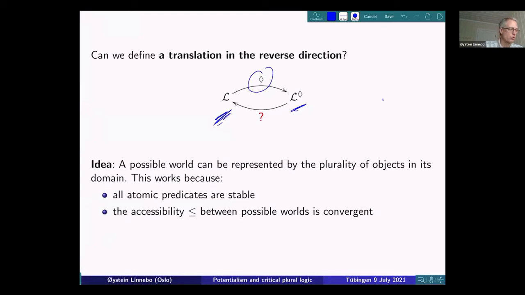And this works, when we think about it, because all atomic predicates are stable. They don't change as you go from one world to another. And also because accessibility between the worlds is convergent. So when you have two different worlds, they can't disagree, since they can be brought together again later on, which means that they can't disagree on any of the literals. So a plurality of objects from the domain suffices then to represent a whole possible world.